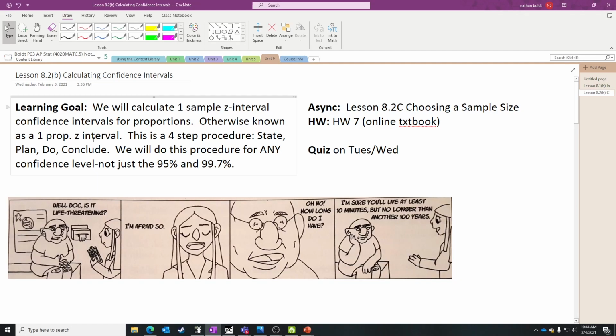So it's a 4-step procedure. You've done 3 of them, right? In the video, you did the state part, that's the context. You did the plan part, where you state what calculation you're going to do, and you check the conditions for inference to make sure you're actually allowed to do the thing you want to do. Today, right now, we are doing the do. Do the do.